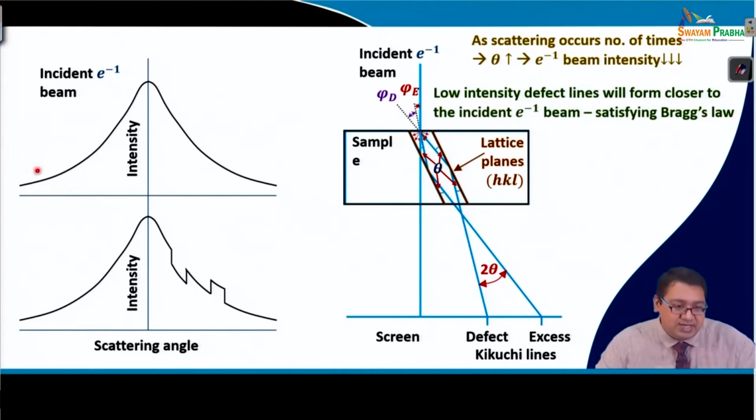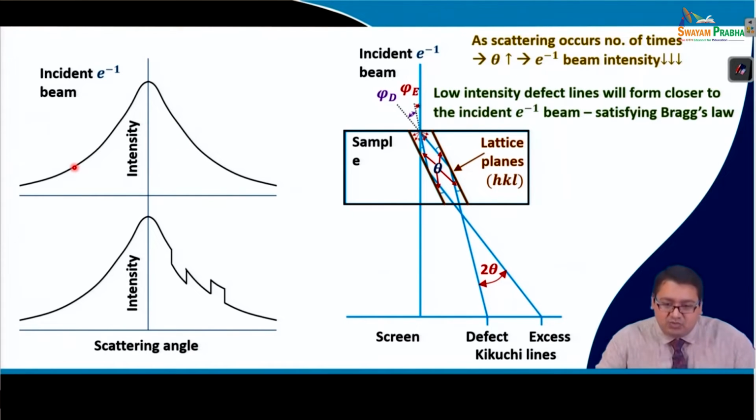So, if we look here in the figures on the left side, if there is no sample present, or the sample is present in the thinner position where there is no Kikuchi formation, then the intensity of the incident electron beam falling on the surface of the phosphor screen will look something like this.